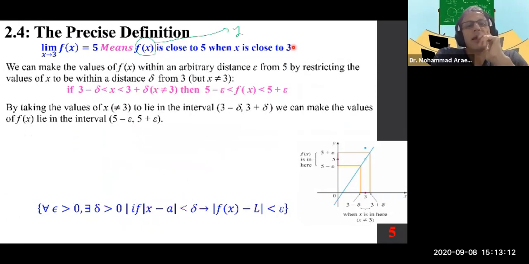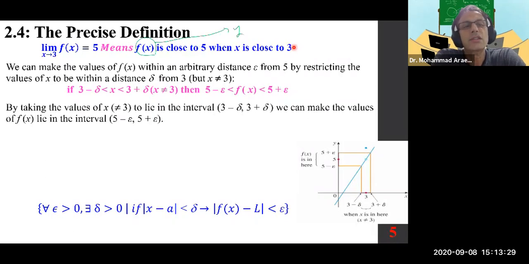So when we can make the values of f of x within an arbitrary distance of epsilon from 5 by restricting the values of x to be within a distance delta from 3, but not equal, and that's the case. So if x is between 3 minus delta and 3 plus delta, because remember, that's the absolute value, class, okay? x minus a is less than delta. Take a look at this one. I hope everybody remembers how this thing works. It's an absolute value, right? So that means x minus a is between negative delta and positive delta.